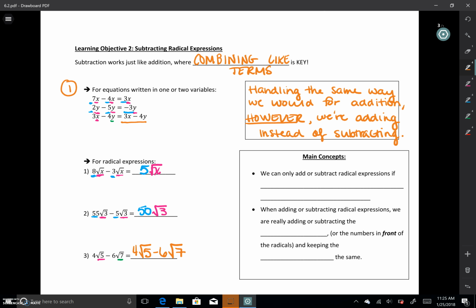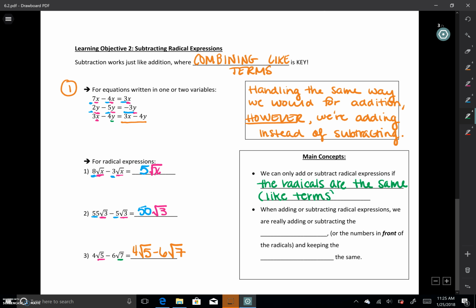So the takeaway that you should get from this video: we can only add or subtract radical expressions if the radicals are the same. Or in other words, we have like terms. When adding or subtracting radical expressions, we are really adding or subtracting the coefficient, or the number in front of the radicals, don't get that confused with the indexes, and keeping the radical the same.